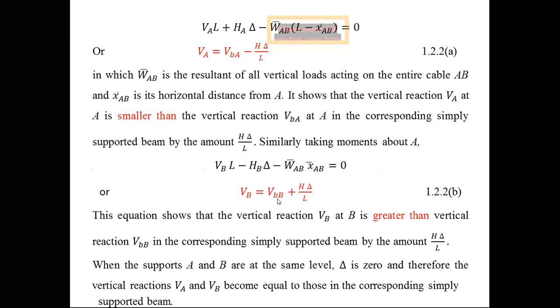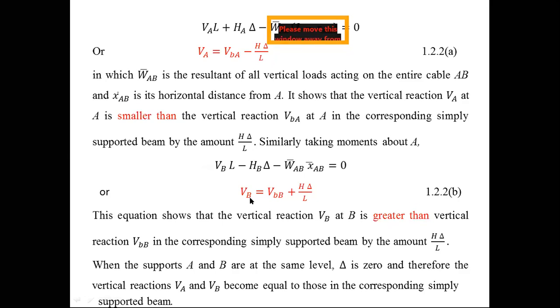When the resultant load is acting left of the midspan, however, the effect of uneven supports is reflected by the term H delta by L. See, the difference between the two is reflected by this. The effect of uneven supports reflected by the term H delta by L may make VA smaller, because we are subtracting this amount from VBA, so VA will be smaller. And VB is greater, because we are adding this amount to VBB.